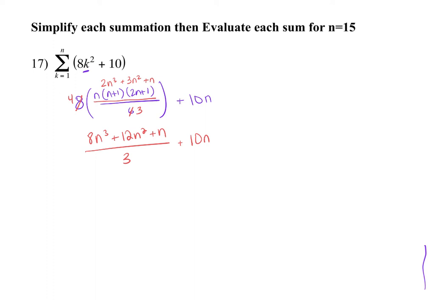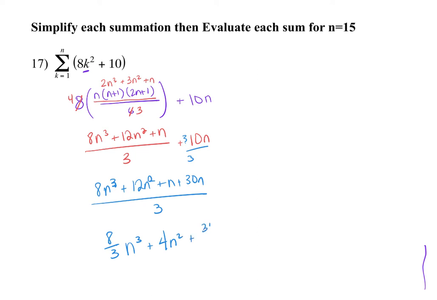You're gonna need a common denominator there. The common denominator is 3. So that's 30n. So I have 8n cubed plus 12n squared plus n plus 30n over 3. And I'm going to do it with fractions. 8 thirds n cubed plus 4 n squared plus 31. Oh, this should be a 4. There we go, 4 plus 34 over 3n. All right, that's my simplified version.